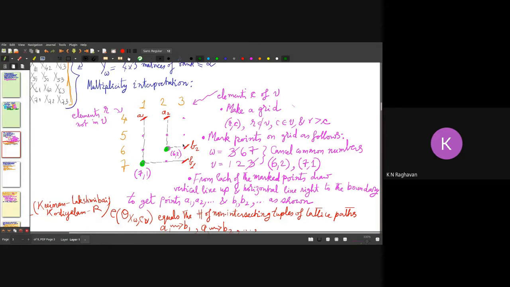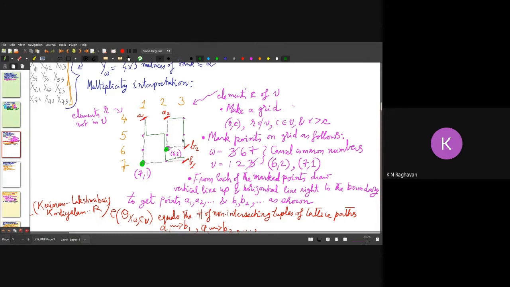So let me, for example, draw an example of such a path. For example, such a tuple of paths could be like this. It should not intersect. If I go to B2, it will intersect. So, for example, here is a tuple, a two-tuple in this case. Here is one lattice path A1 to B1. Here is one lattice path A2 to B2.